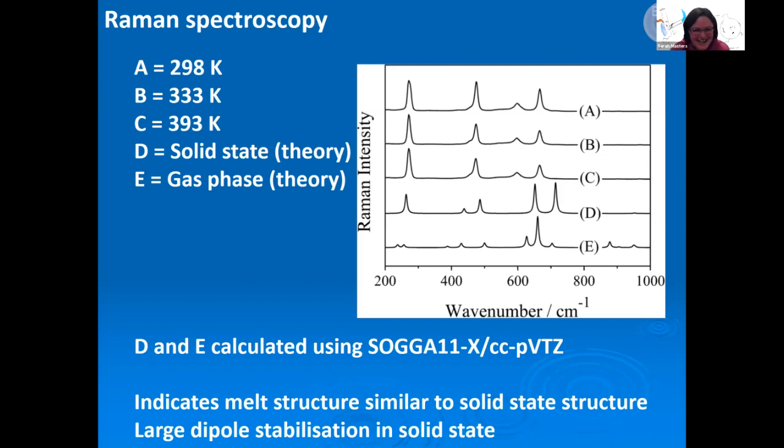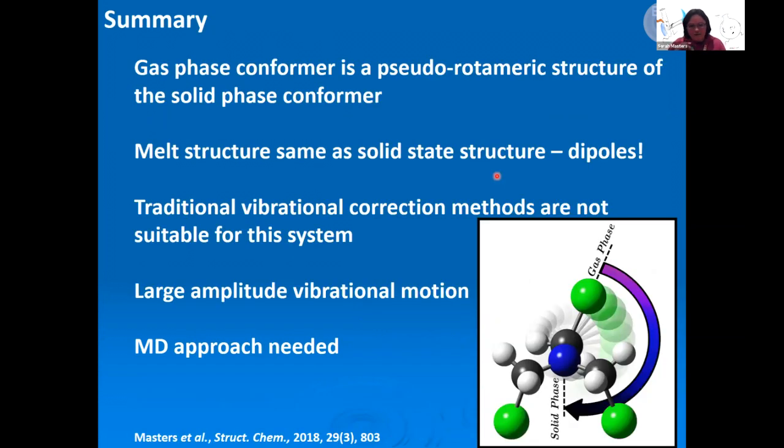Okay, and so just to summarize, the gas phase conformer is a pseudo-rotameric structure of our solid state conformer, and we only see this conformer in the gas phase. We don't see it in the melt state under the conditions of the experiment or the solid state. But all the vibrational corrections that we had in our toolbox were not sufficient to analyze that gas phase structure, and we really needed that molecular dynamics approach, which is why it took so long to do in the end.